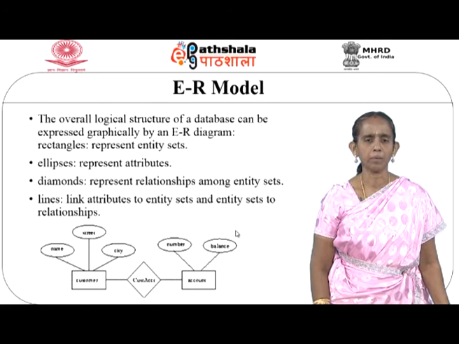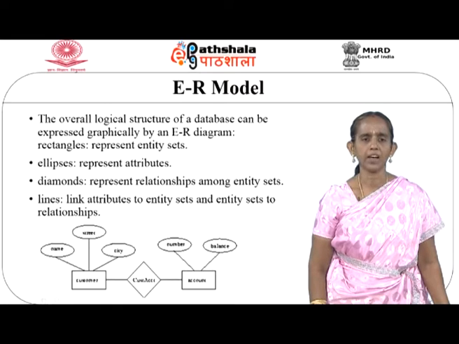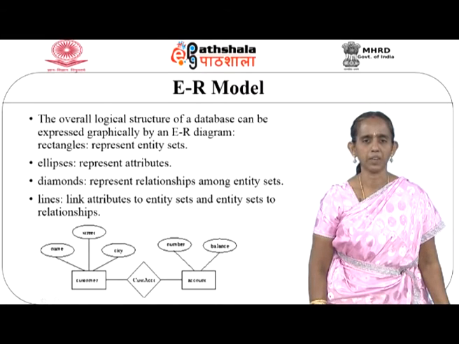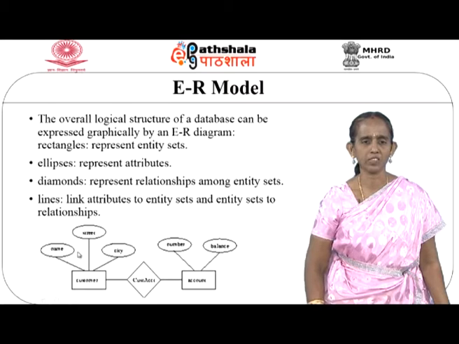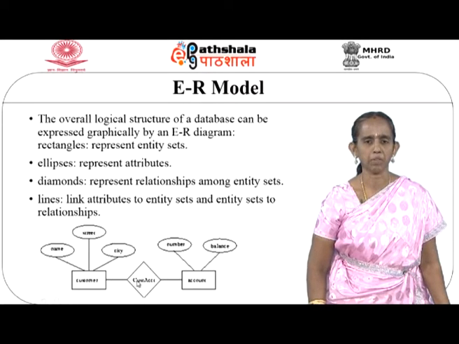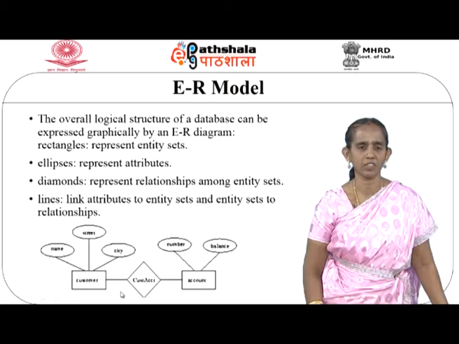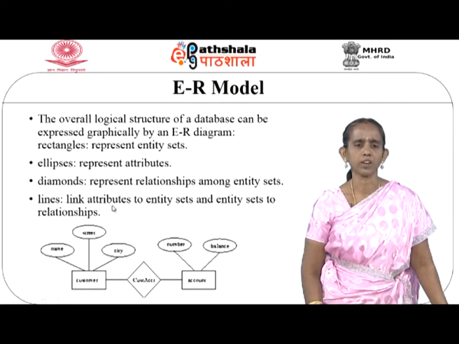This is an example ER model. This is the overall logical structure of a database and can be expressed graphically by an ER diagram. Rectangles represent entity sets, ellipses represent the attributes, diamonds represent the relationship among the entity sets, and links are used for linking attributes to entity sets and entity sets to relationships.